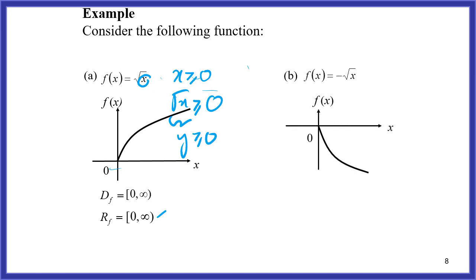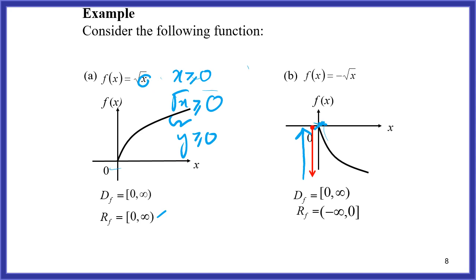For part b, f(x) equals negative square root of x. So this is the graph. If we sketch the graph, we get this. Okay, so we can see from the graph that the domain is from 0 to infinity, and the range is from negative infinity up to 0. So we are going from the bottom to the maximum value of the graph, which is here, when y equals 0.